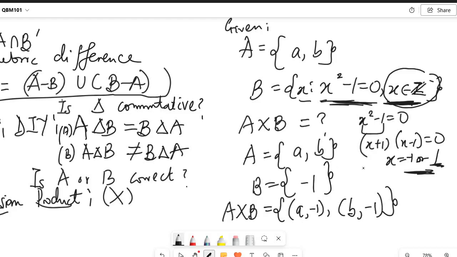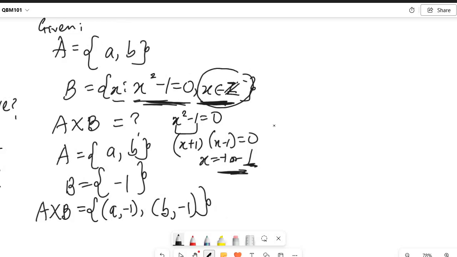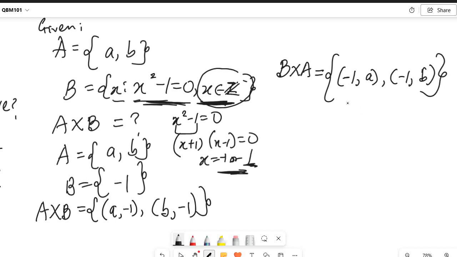Now you agree with me that this is definitely not the same as B times A, because if I change the orientation, B times A would be what? From the analysis, that means I will have minus 1 coming first: (minus 1, a) and (minus 1, b). So this will be my element. And you agree with me that this one is saying x is a, y is minus 1. This one is saying x is minus 1 and y is a. So A times B is not equal to B times A.